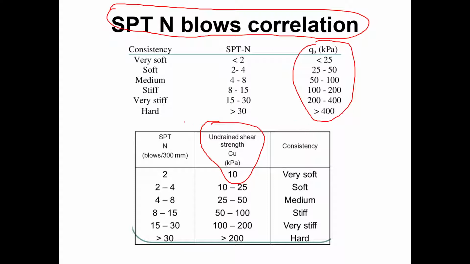So this is if you have very hard. So this is very soft. So this is for N less than 2, less than 25 kPa. For SPT less than 2, the Cu is about 10 kPa. So the bearing capacity is about half of that Cu.